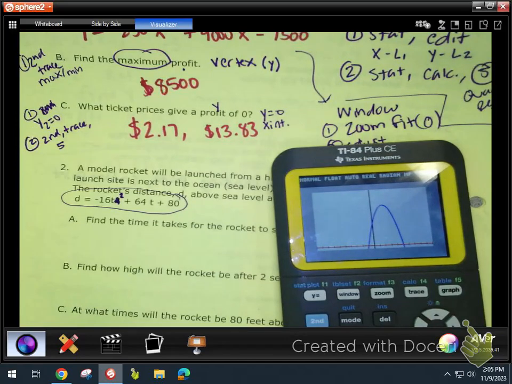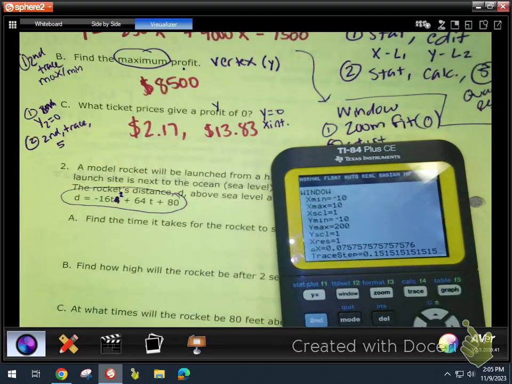Zoom fit is for when I truly have no idea. I had a vertical line that didn't tell me anything. What did you think of that window? I had just changed the Y maximum to 200. Everything else stayed the same.